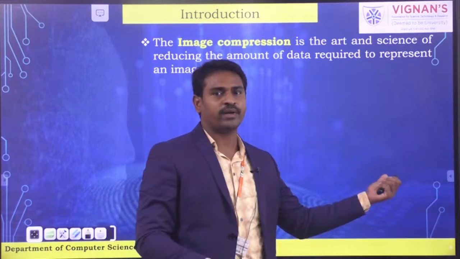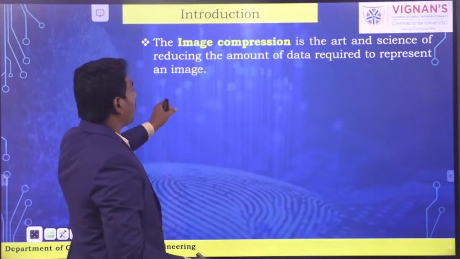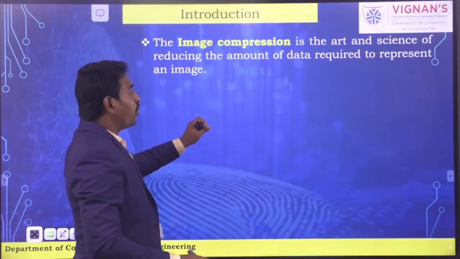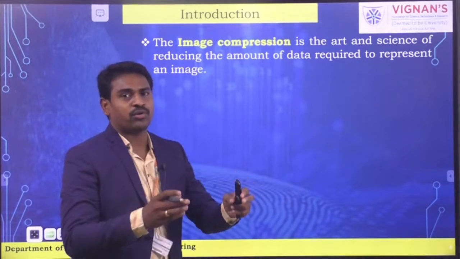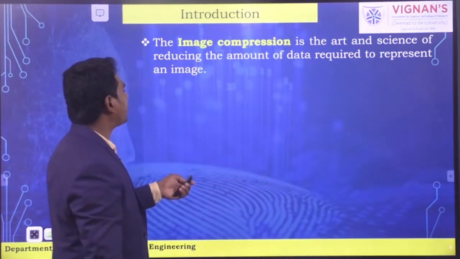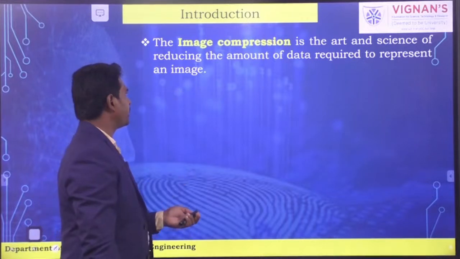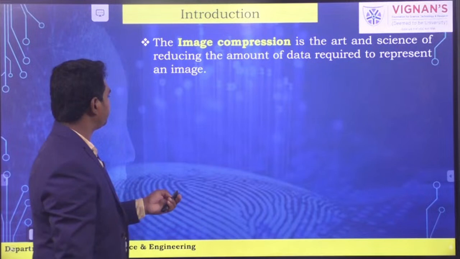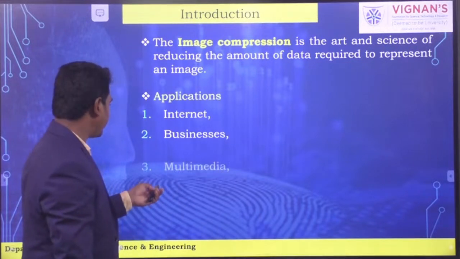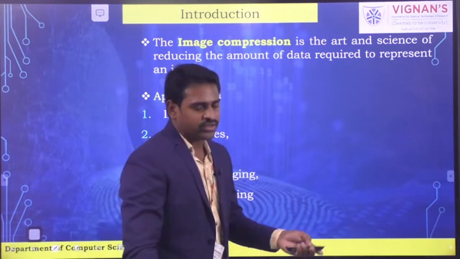Actually that requires 256 into 256 into 8 bytes of data. Now we are going to reduce that amount of information, that amount of data. So here, what are the applications of image compression? The applications of image compression include internet, multimedia, business, satellite imaging, medical imaging. In all these areas we are using image compression.